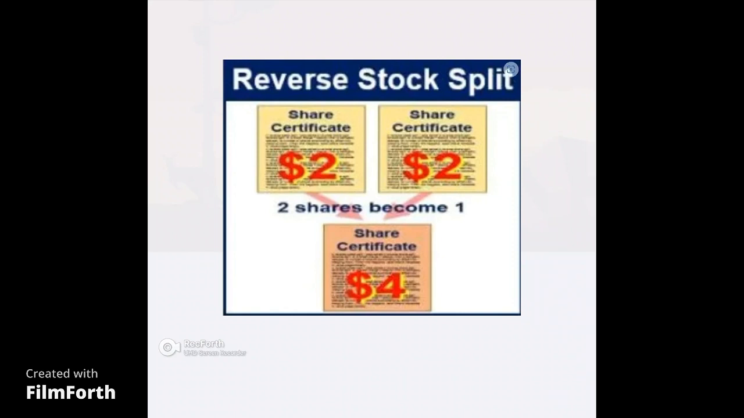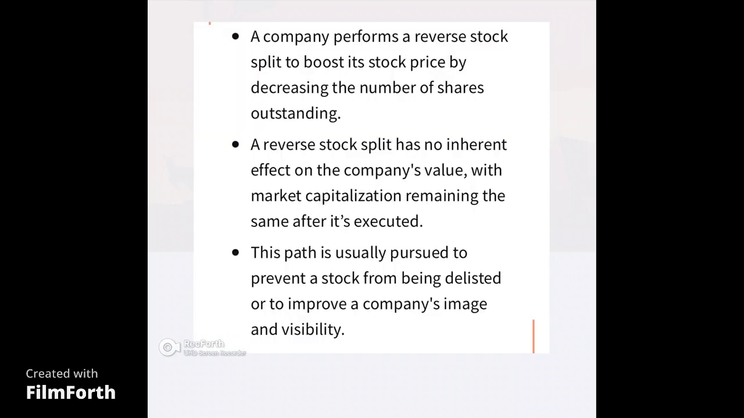For those of you who are visual learners, here's an easy example. If you have 2 shares of stock ABC at $2 each, and they do a 2-for-1 reverse split, you would own 1 share of ABC stock at $4. Hope that helps clarify if there was any confusion.